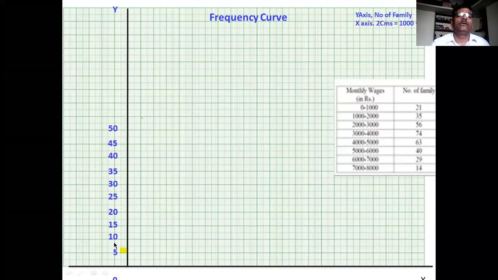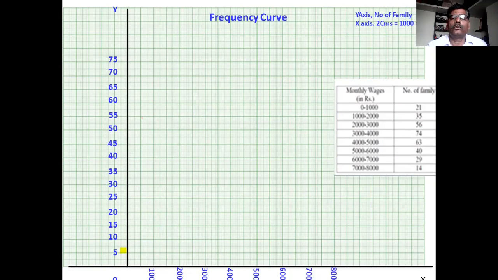Like this, I will take 75 as the maximum, since 74 is the maximum and in multiples of 5, 75 is the highest value. It will cover the y-axis. On the x-axis, you write the wages: 1,000, 2,000, 3,000, 4,000, 5,000, 8,000.